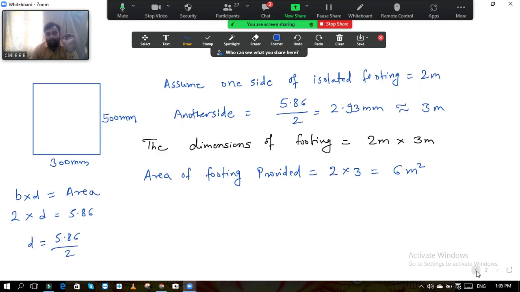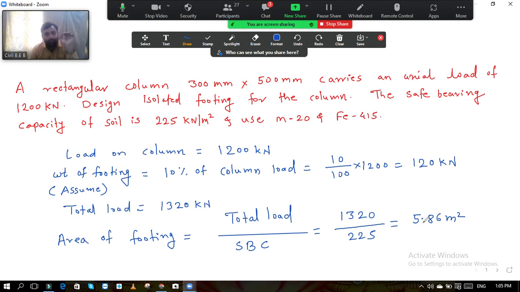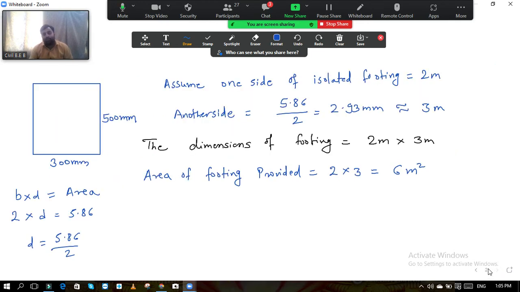After that, remember one thing: if in the numerical they tell you to design a square footing, then you should take the square root of this, because for a square both sides are equal, so you can find the side by taking the square root. But in the case of rectangular footing, the sides are not equal, so one of the sides we need to assume. Generally we assume the side between 1.5 meter to 2.2 meter. Note it down somewhere, depending upon the value of the area we are getting.